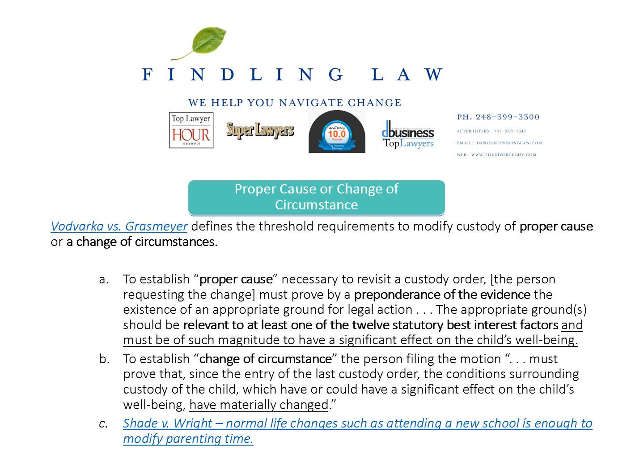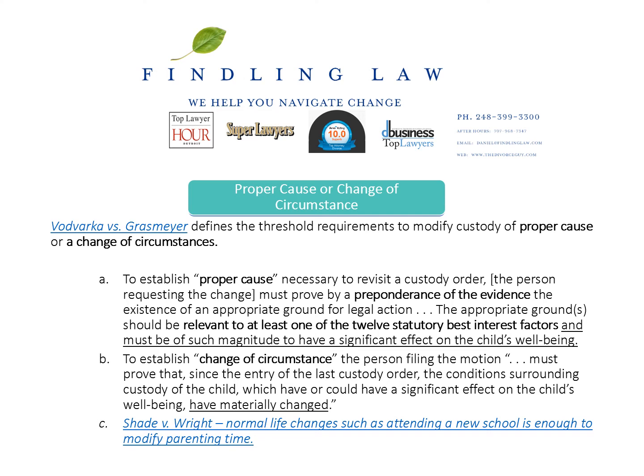Physical abuse, if the child's been exposed to physical abuse, that's clearly proper cause or change of circumstance to modify custody. If a child is no longer getting along with the parent, maybe they're 14 or 15 and they're belligerent and non-responsive and really just causing a hard time because of the other parent's behavior or otherwise, that may be proper cause or change of circumstance to modify custody. I think you get the point.